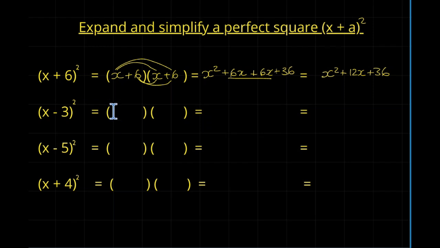Let's do the next one then. Well, it's x minus 3 times x minus 3, which is x squared minus the 3x minus another 3x plus 9. Notice a negative times a negative is a positive. We always get a positive number at the end. So it's x squared minus 6x plus 9.